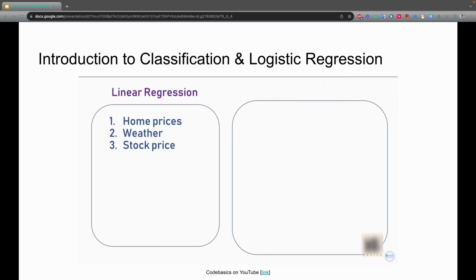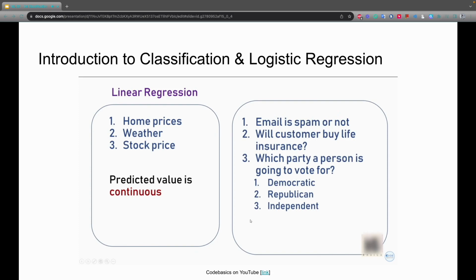If you have followed my previous tutorial, we have learned a lot about linear regression, especially the home prices example. Linear regression can be used to predict other things such as weather and stock prices. And in all these examples, the prediction value is continuous. There are other types of problems such as predicting whether an email is spam or not, whether the customer will buy the life insurance product, or which party a person is going to vote for.